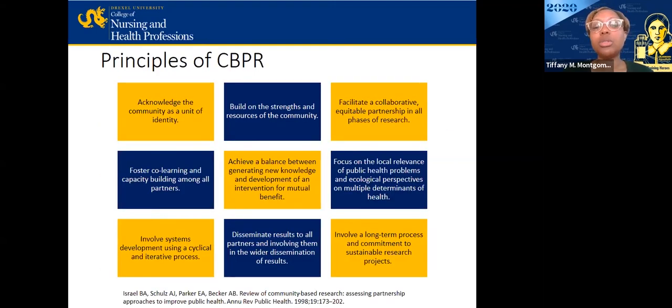All right, so the principles of CBPR, as stated by Barb Israel and colleagues, are nine. They include acknowledging the community as a unit of identity. The community is not an afterthought. They're supposed to be a part of the entire process, beginning to end. It builds on the strengths and resources of the community.